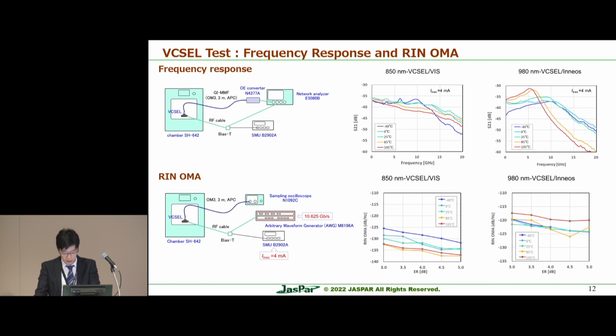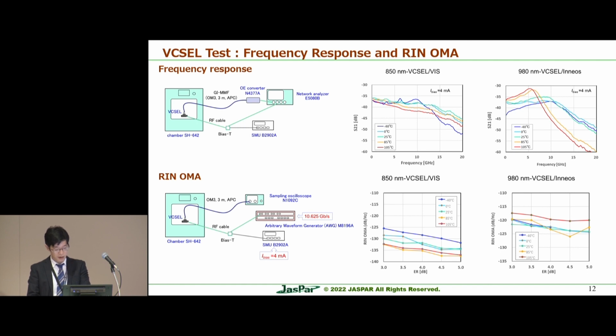This slide shows the frequency response and RIN, relative intensity noise, of the pixel. A schematic diagram of the frequency response measurement is shown here. The x-axis shows the frequency, and the y-axis shows S21 insertion loss, when the frequency is switched from 0 to 20 gigahertz with a bias current of 4 milliampere. The ambient temperature is minus 40 to 105 degrees Celsius. Both frequency responses were confirmed, same as specifications.